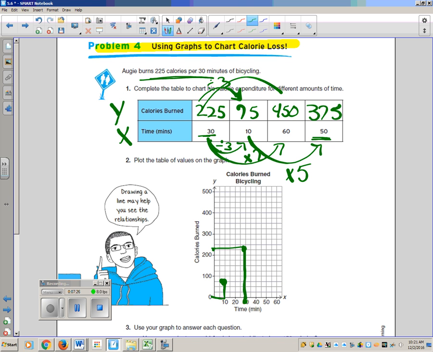There's your second coordinate. Over 60, here's 60. 450 way up here. Bring that straight up. And the last one's 50. And 375. Connect those two. And there's your graph.